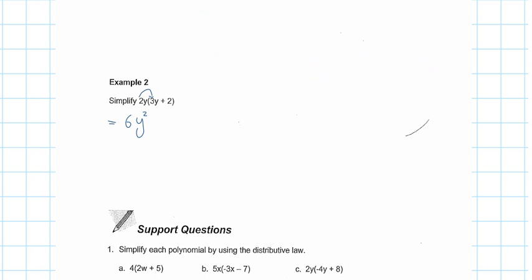Then I have 2y times 2. What does that give me? 4y. Right? Because I have 2y times 2. Number times the number, that's 4. And then y is by itself, so it's y. Are we done?